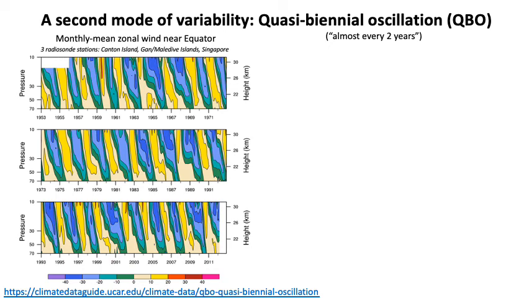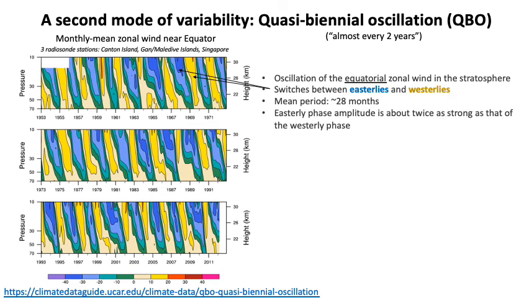You'll notice the blues are easterlies, or negative zonal flow at the equator, and then the yellows are westerlies, so positive zonal flow. So this is an oscillation of the equatorial zonal wind in the stratosphere, where it actually changes sign. It switches between easterlies and westerlies. The mean period is about 28 months, and the easterly phase amplitude is about twice as strong as that of the westerly phase amplitude. So the blues get bluer, versus the yellows are a modest yellow.